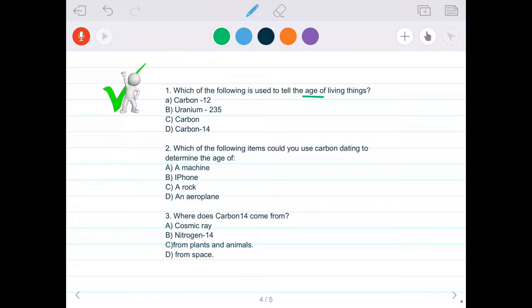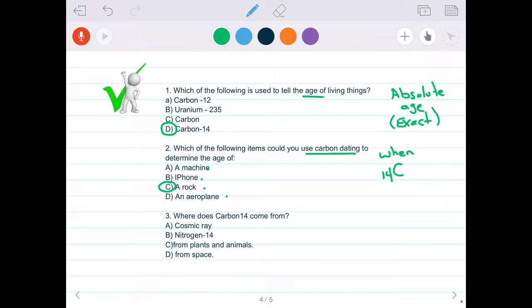So now, since we all are on the same page, it's time for checking your understanding. Question 1. Which of the following is used to tell the absolute age, or the exact age, of living things? As we discussed in the video, the answer is carbon 14. We use carbon 14 to determine the absolute age of living things. Question 2. Which of the following items could you use carbon dating to determine the age of? Think about it. The answer is we use carbon 14 to determine the age of a rock sample or just a rock.